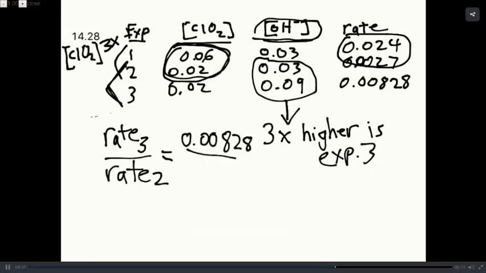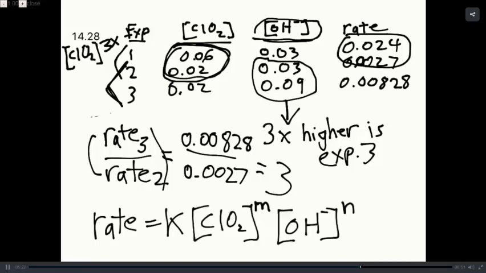Well, let's look at the ratio of rates here. Rate 3 over rate 2 is 0.008 over 0.0027. Yeah, that's about 3. So yes, hydroxide is a first order reactant. So its exponent in our rate law would be 1.